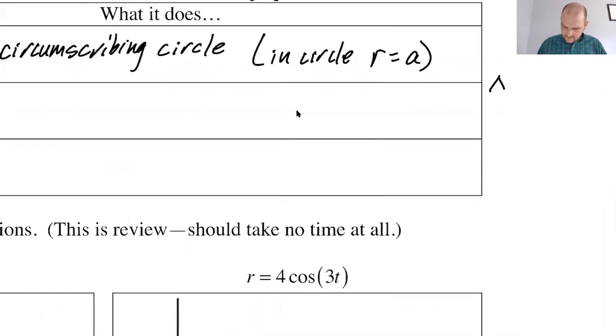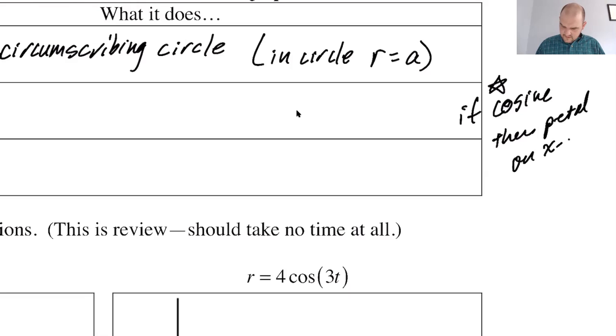We also found that if cosine, then petal on x-axis. If sine, then no petal on the x-axis.